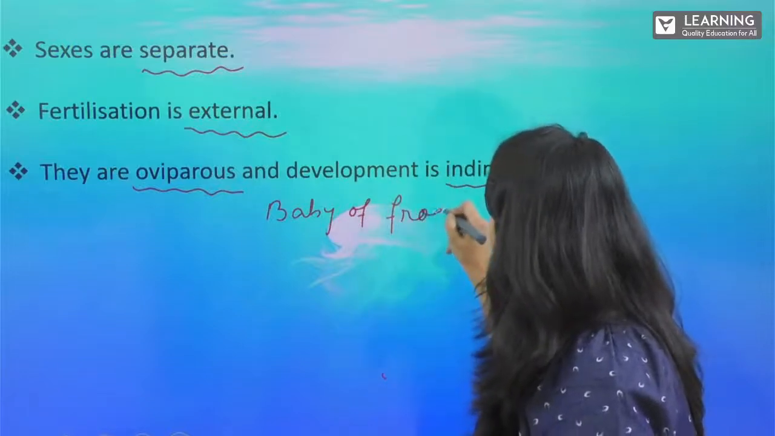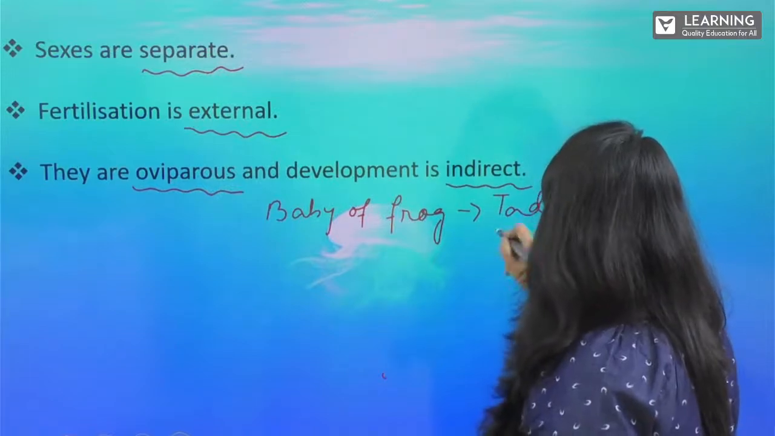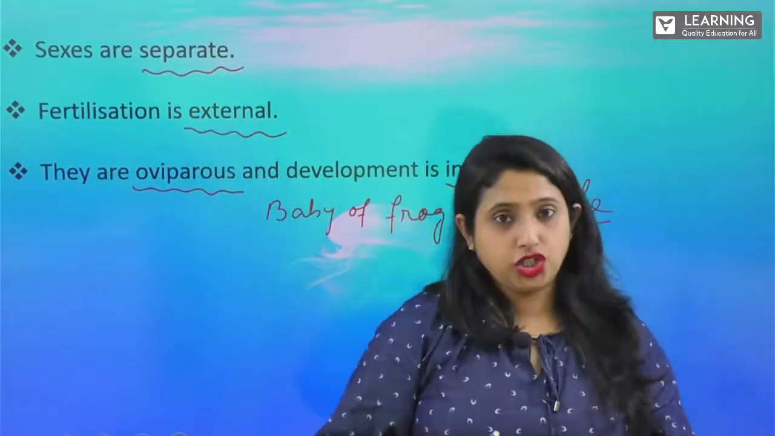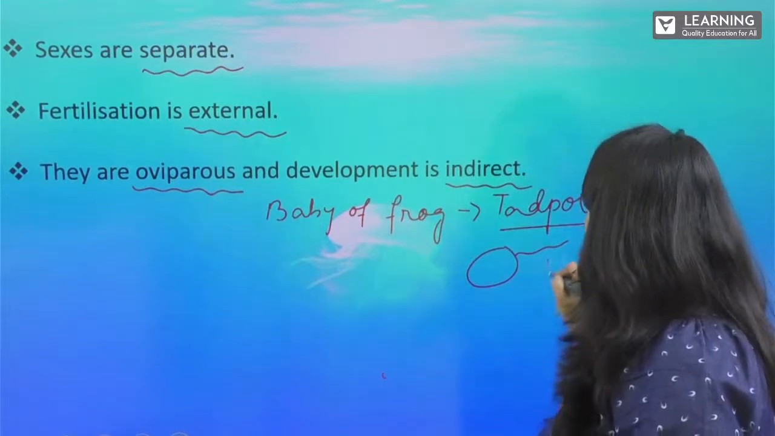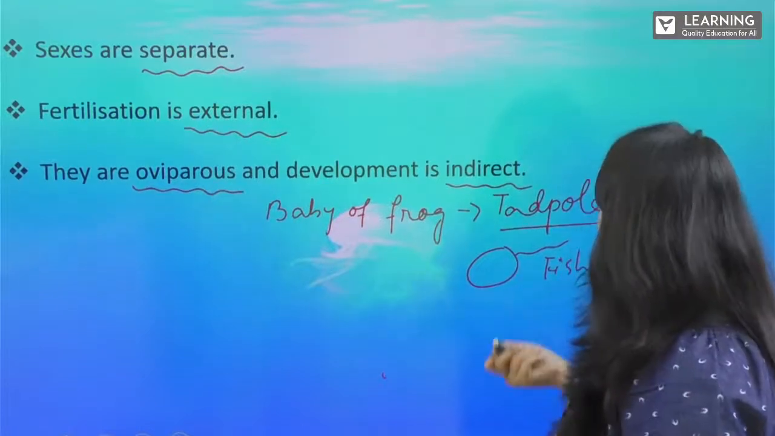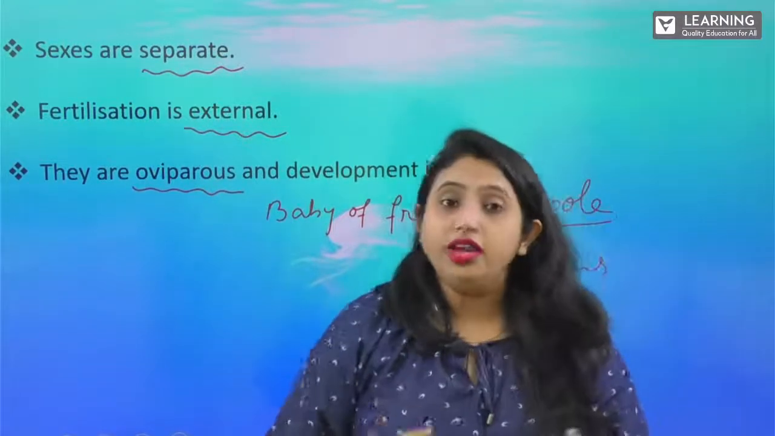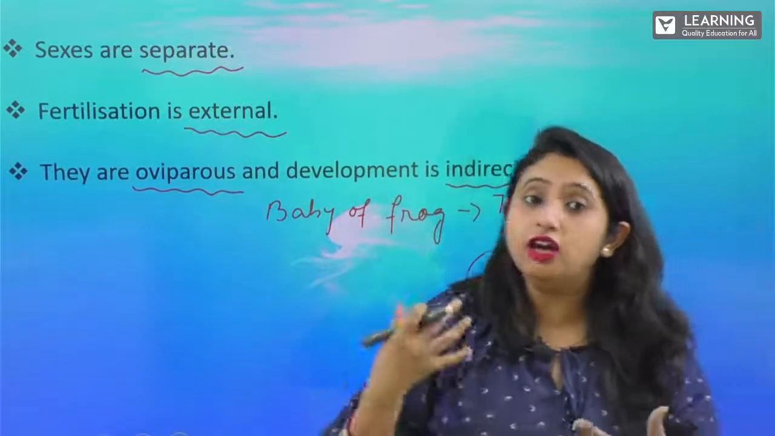They are called tadpoles. So, they look like fishes. They will be something like this. They look like fishes. And when they grow up, they will undergo metamorphosis and develop.